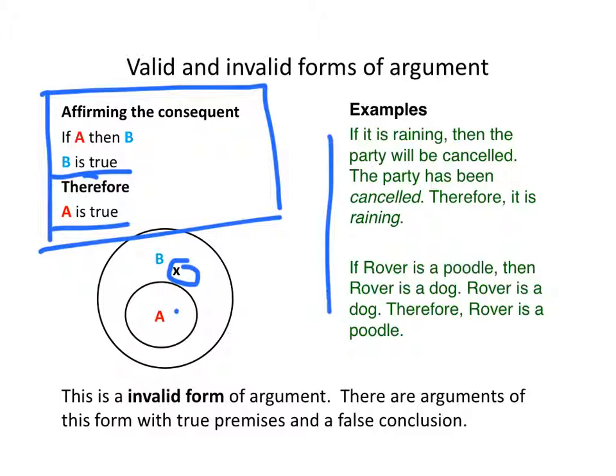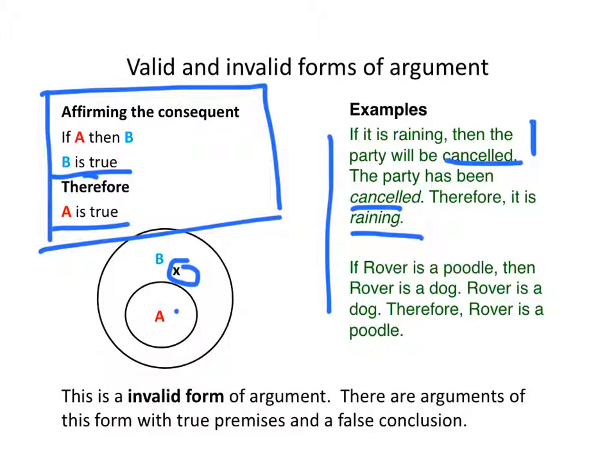Consider these two examples. If it's raining, then the party will be cancelled. If A then B. And the party has been cancelled, that's B. Therefore it is raining. Therefore A. Well, this doesn't follow because, of course, the party might have been cancelled for some other reason. This premise just says that rain is one reason why the party might be cancelled. It doesn't say it's the only reason why the party might be cancelled. It doesn't mean the same thing as if the party is cancelled, then it's raining. If A then B doesn't mean the same thing as if B then A.